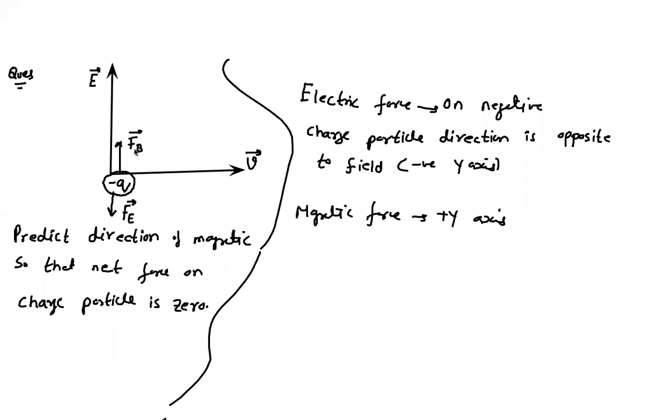So this is sort of a reverse calculation. If you know the direction of velocity and the direction of the magnetic field, then using the right hand thumb rule, you can get the direction of the magnetic force. Here, you know the direction of the magnetic force and the direction of velocity. You have to predict the direction of the magnetic field. That thing you can do in this way.